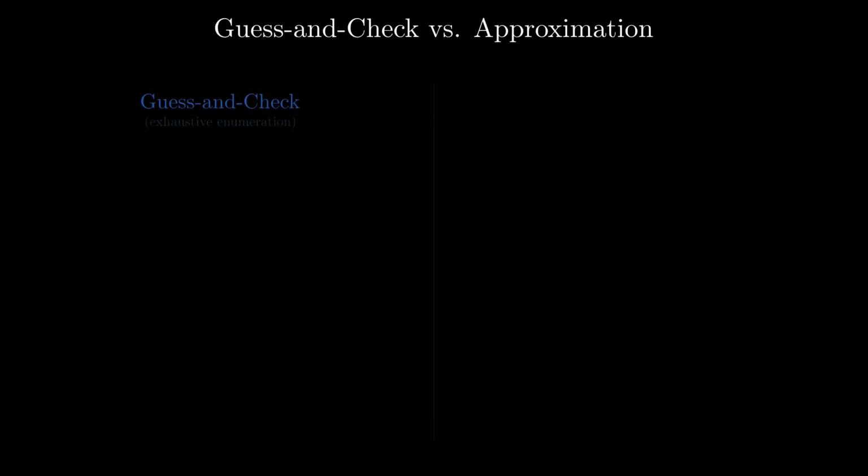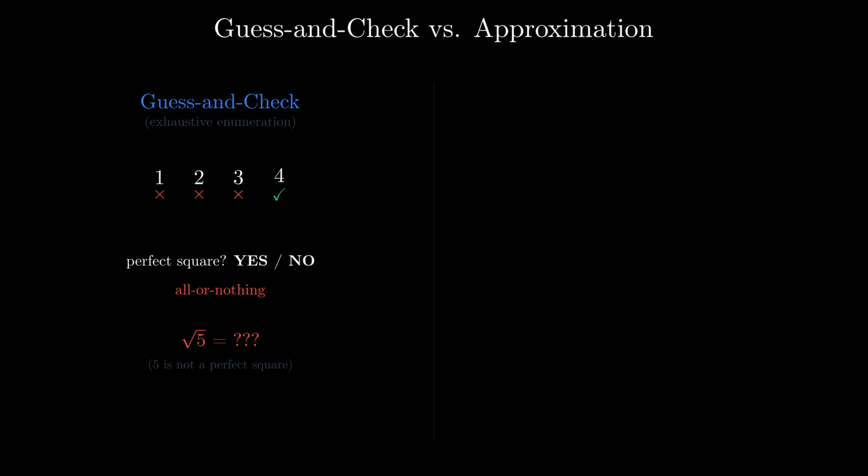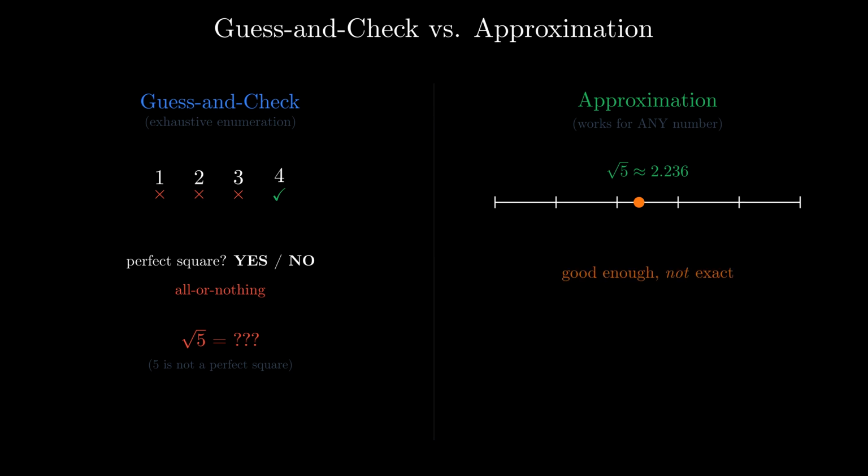Last time we met guess and check, also called exhaustive enumeration. You have a finite set of candidates, you test each one in turn, and eventually you either find the answer or run out of candidates. The trouble is, it is all or nothing. Our old square root code could only tell you whether a number was a perfect square. Ask it for the square root of 5 and it had nothing to say because 5 is not a perfect square. An approximation method fixes that. It does not demand the exact answer or nothing. It hands you a value that is good enough. We reach for it precisely when the exact answer is out of reach because the candidate values are infinite and we cannot test them all.